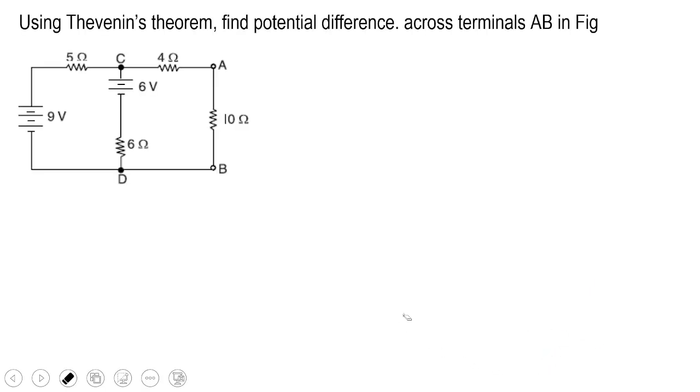Now, for the next example, you have to tell me the procedure. Okay, this is the next example. Using Thevenin's theorem, find the potential difference across terminal AB.